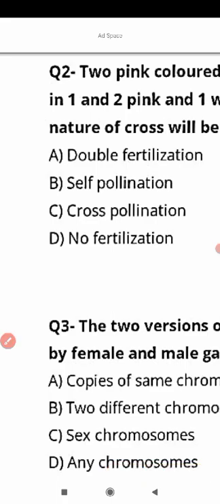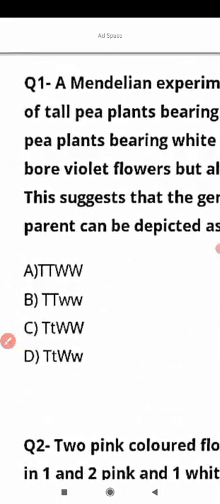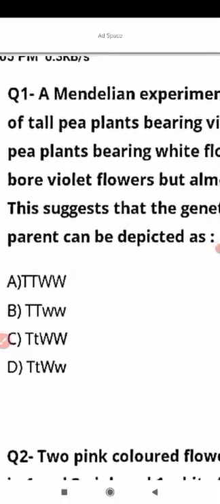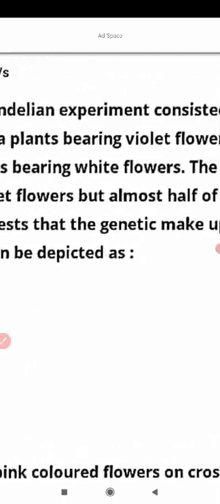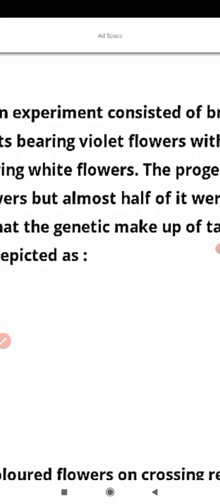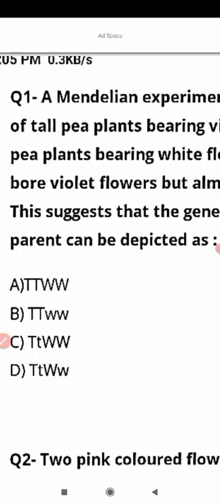And dear student, come to the question number 1. This is the parent depicted at the gene. So in F1 generation, all progeny were violet. Violet means that this W W is, okay. Or half of the plants were tall. Then the genetic structure will be, half tall and all violet.